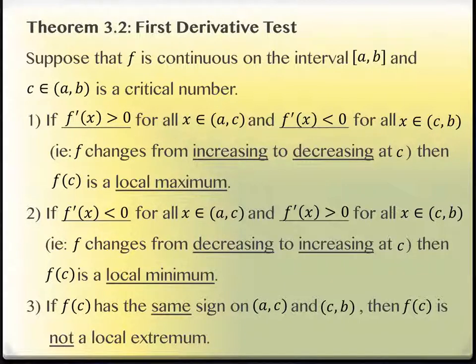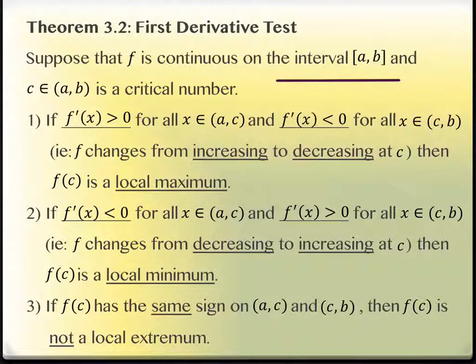If f prime of x is greater than 0 from a to c, and f prime of x is less than 0 from c to b, so let me draw a little picture. There's absolutely no space on the screen to draw this picture, so just try to bear with me. So this says, let me get it right.